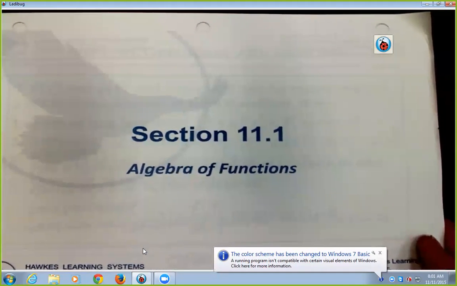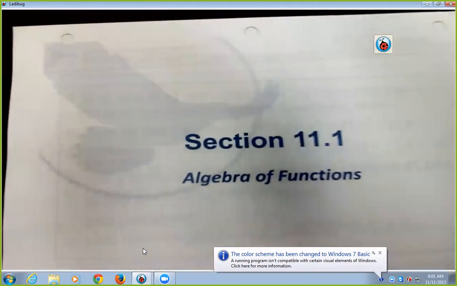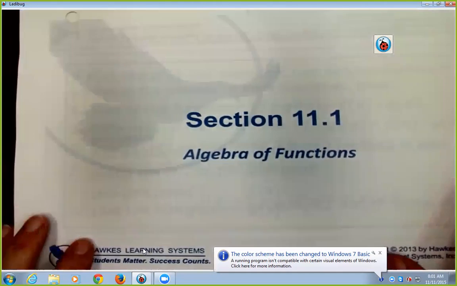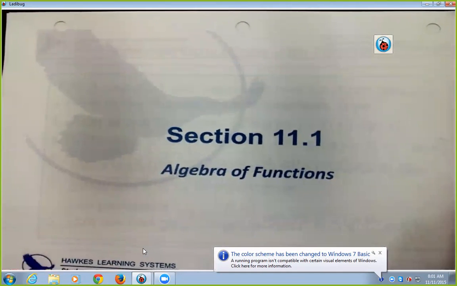There is also a review that is in Hawks as well, and I don't have that posted yet, but I'll get it posted so that you can have that too, so you can do it right in Hawks as well.